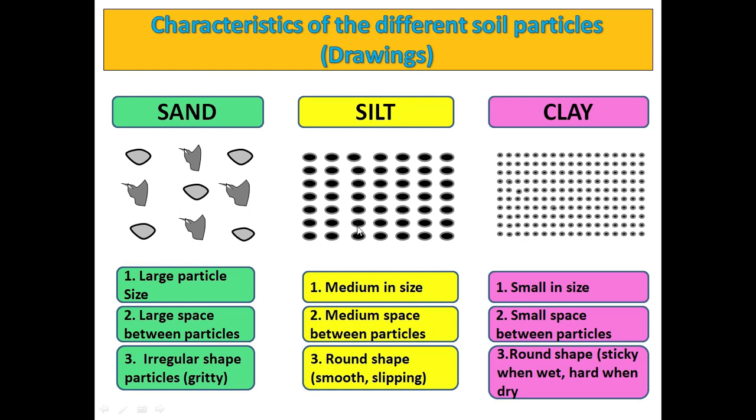So let's move to silt. Silt is medium in size. They are more round. That would reflect that flowery feel, right? And the space in between them should be medium. So that's basically it for that.